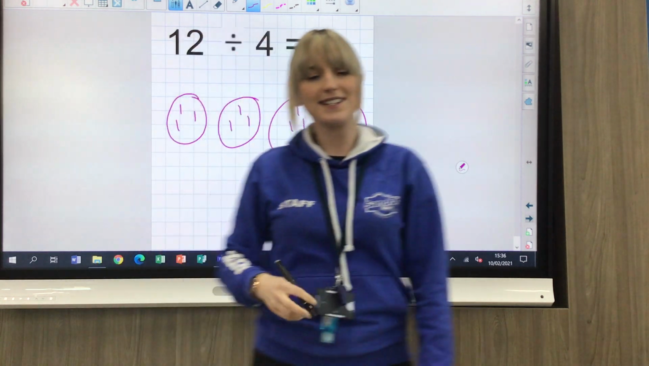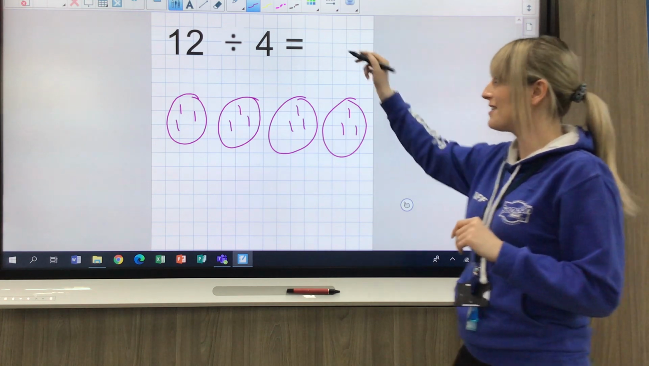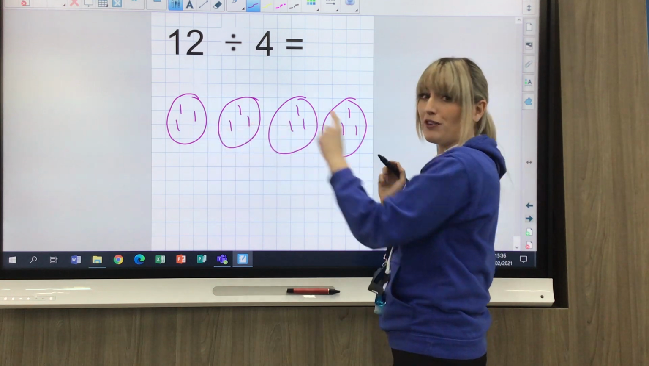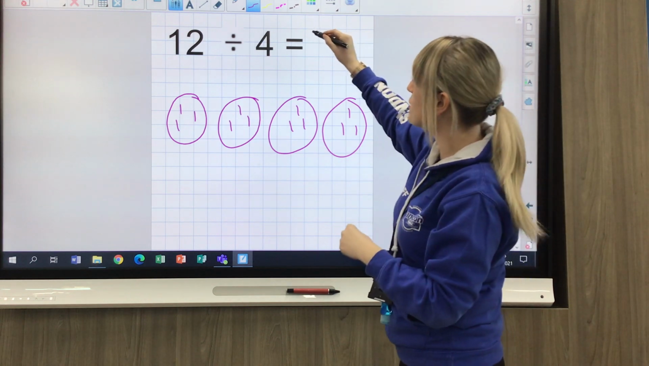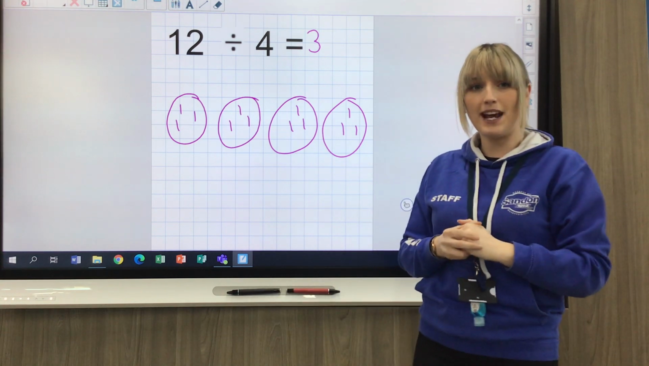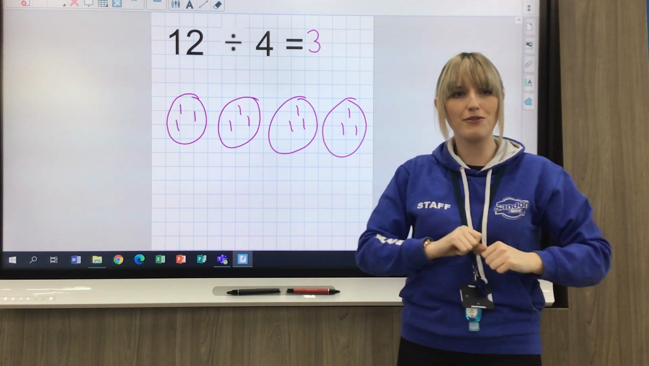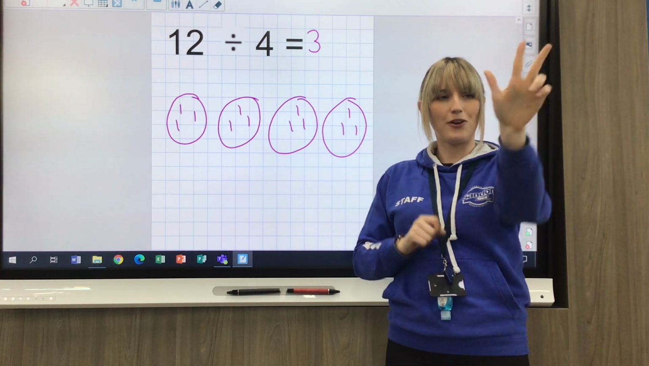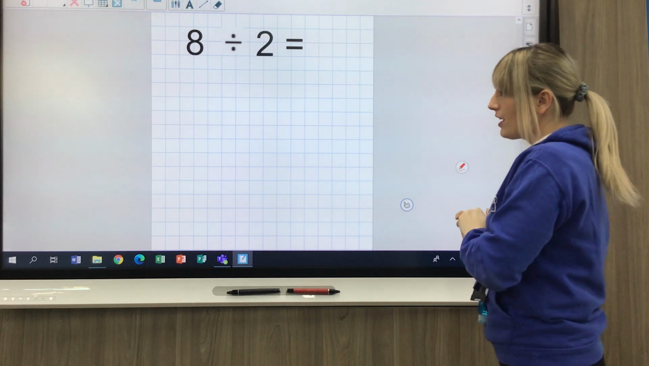So what would my answer be? How many do they each get? Shout it out. Well done if you said 3. And I can see each one of my children has got the same amount. Okay, so it's fair, it's equal. I know it must be accurate. So my answer is 3. To work that out in our head, we are counting in 4s until we get to 12. Count with me if you know your 4s. 4, 8, 12. Oh, the answer's 3. We were right.